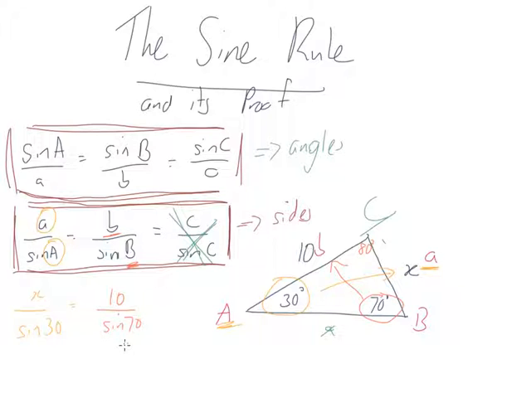If you're going to solve that, multiply both sides by sine 30, because sine 30 is just a number. So we would get x equals 10 sine 30 on sine 70.